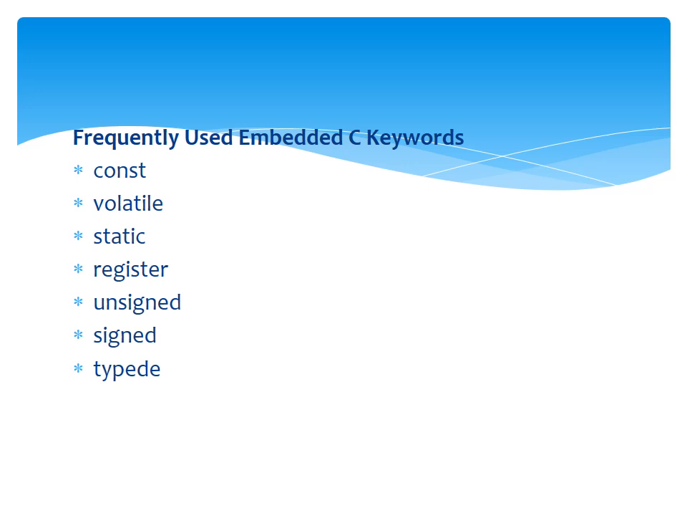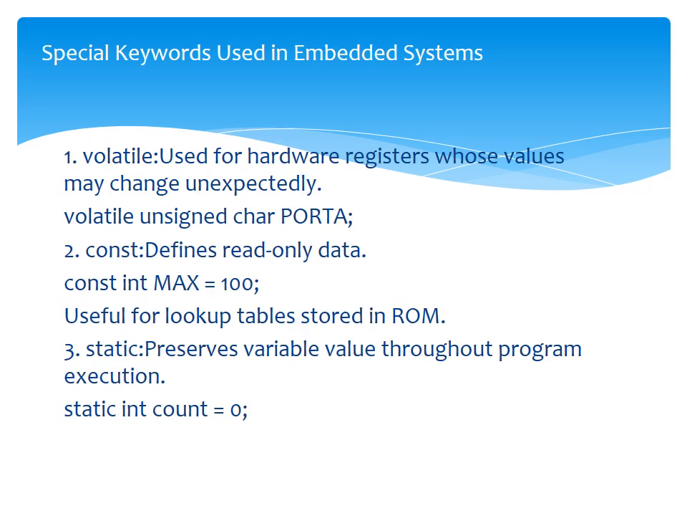Frequently used embedded C keywords are given: const, volatile, static, register, unsigned, signed, typedef. So all these are frequently used embedded C keywords. And some of the special keywords used in embedded systems: one is volatile. It is used for hardware registers whose values may change unexpectedly. And you can see the example as volatile unsigned char portA. So it should be understood that the portA value will get changed.